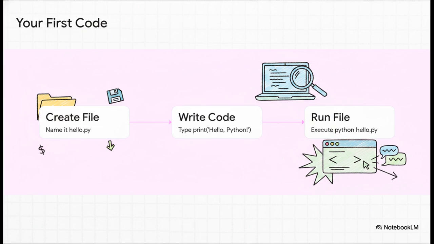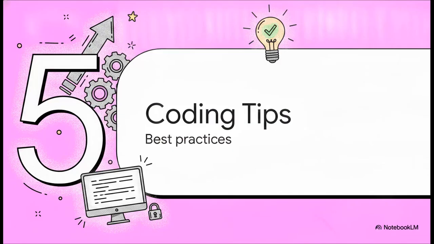Second, write your code. Just type print, open a parenthesis, and in quotes, write hello Python. Finally, open the terminal inside VS Code and type python hello.py. Hit enter, and boom! You'll see hello Python successfully output right to your screen. You, my friend, are officially coding. All right, section 5, tips for future coding. Let's look at some quick best practices to keep your momentum going strong.